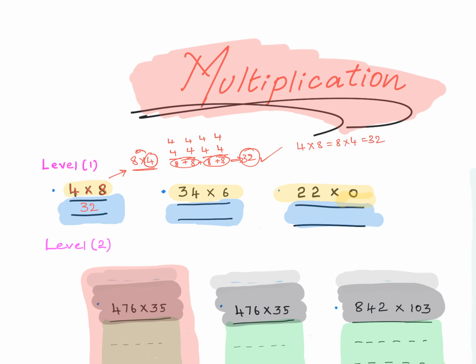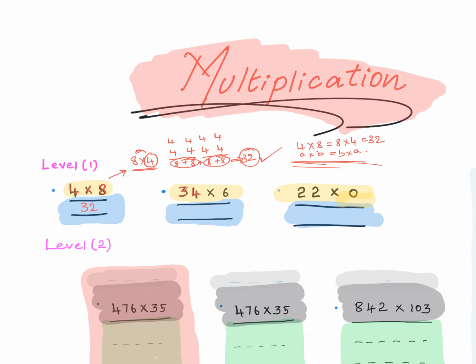It also means that 4 eights and 8 fours are equal. It means A into B equals B into A, right? This is the observation that we can make from this. Okay, now let us proceed to the second one.